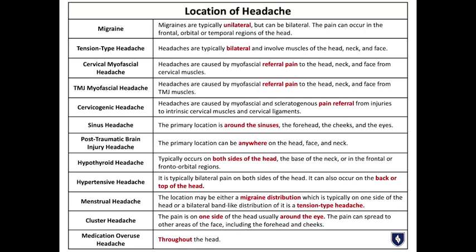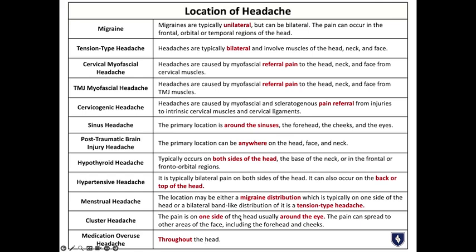Hypothyroid headaches, it's usually both sides of the head. Hypertensive headaches, usually the back or top of the head. Menstrual headaches typically either cause migraines or tension type headaches, which we talked about earlier. And then cluster headaches is like one side around the eye, and medication or overuse headaches are throughout the head.